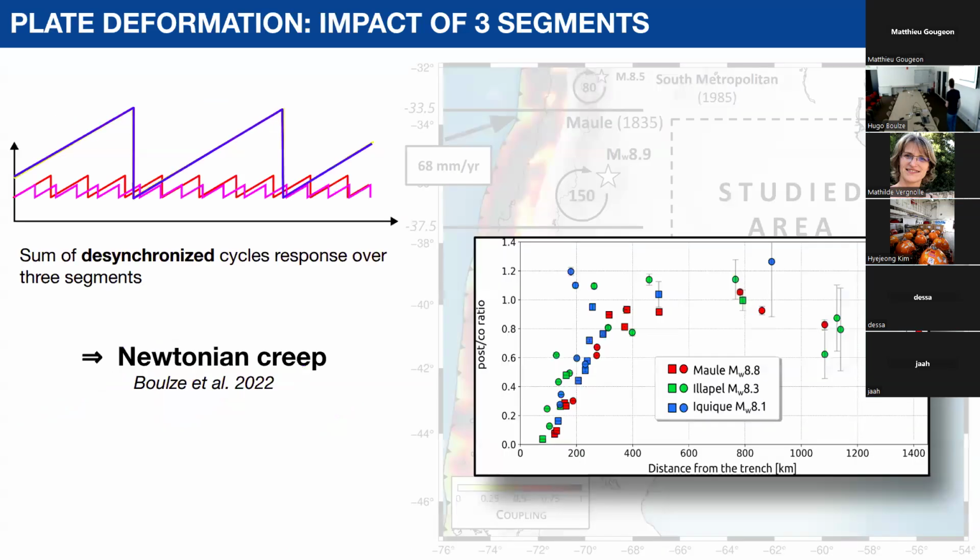The sum of all these desynchronized cycles is allowed by the fact that the viscous flow in the asthenosphere is linear. This comes from the fact that when you normalize the post-seismic displacement by the co-seismic offset, you see that all this ratio, the post-seismic ratio, follows the same curve, even if there is a huge gap in terms of energy release between a magnitude 8.9 and a magnitude 8.1.